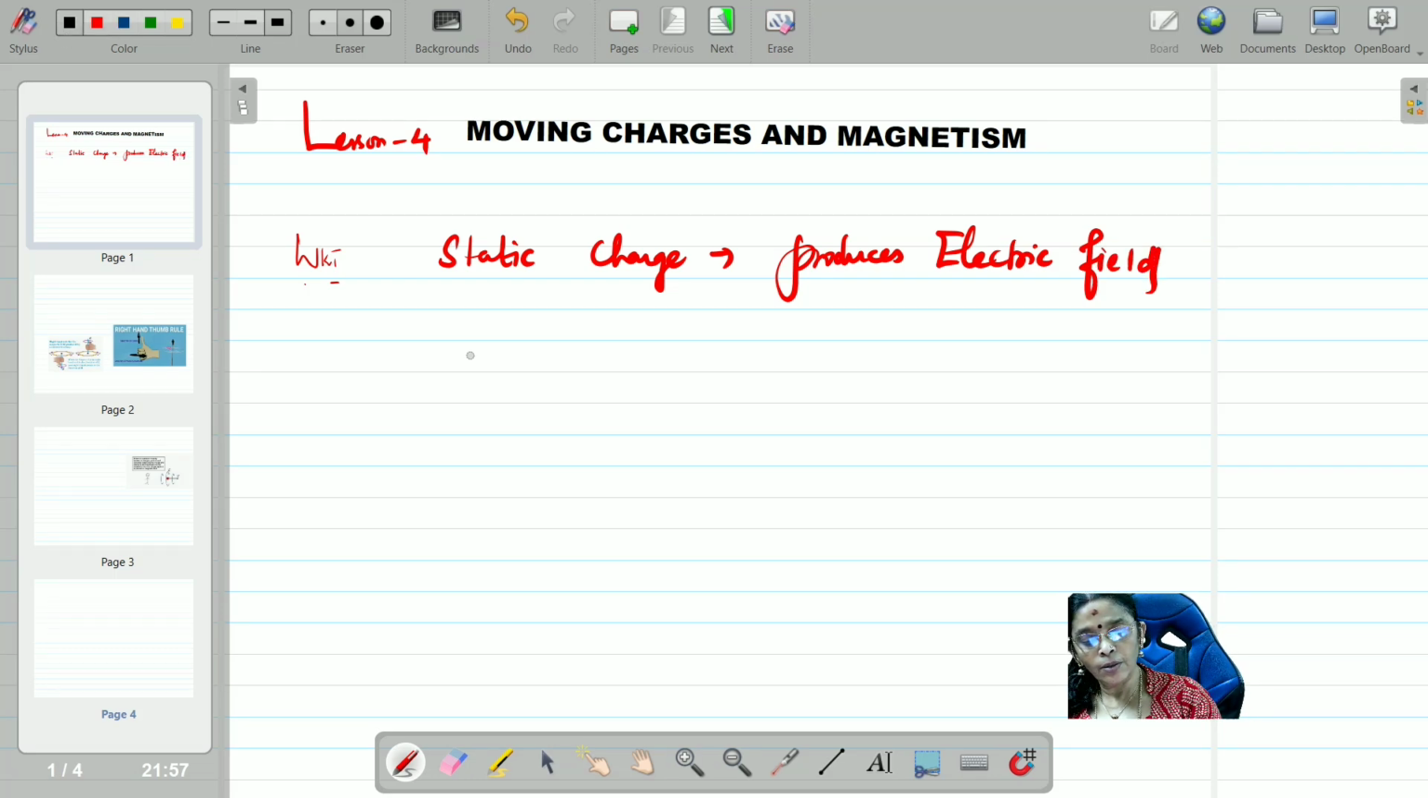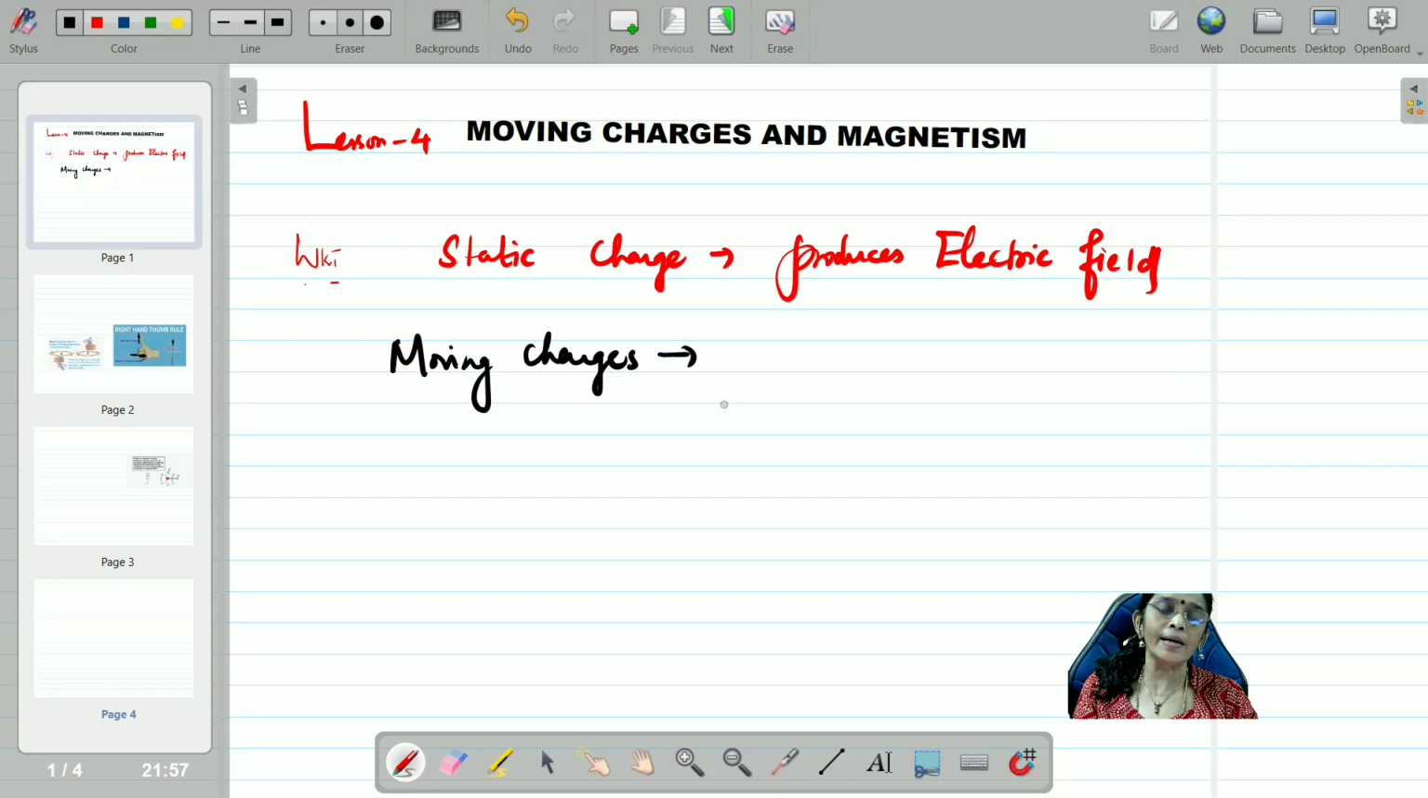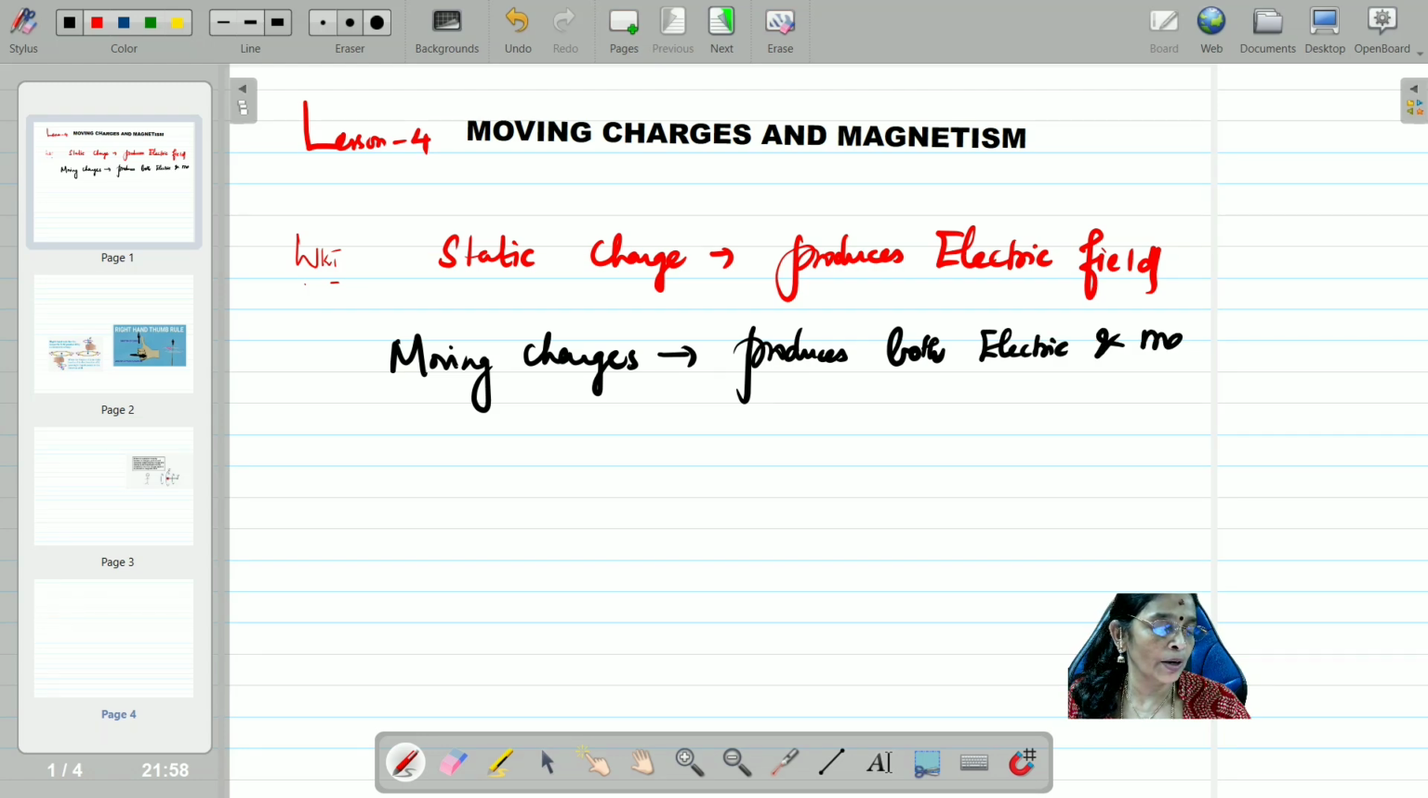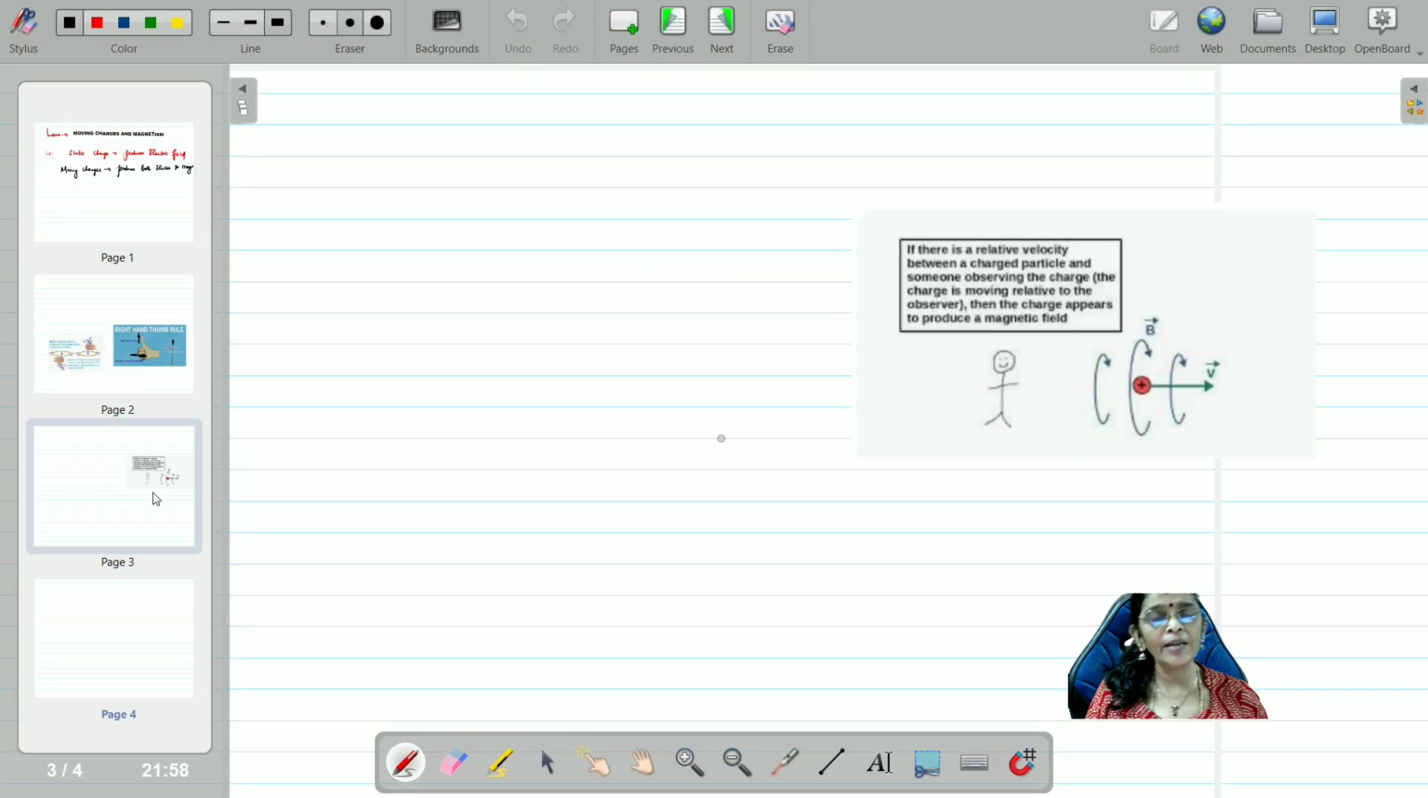Whereas here, moving charges produce not only an electric field but both electric as well as magnetic field. What is the symbol of electric field, children? E. Is it scalar or vector? It is a vector quantity. All that you have learnt. But what is the symbol of magnetic field? How does a moving charge produce a magnetic field? It is all about relativity.